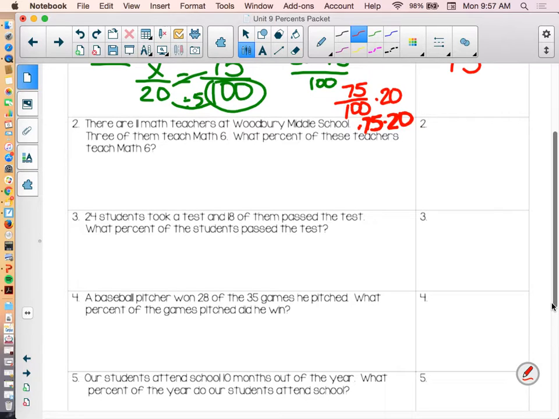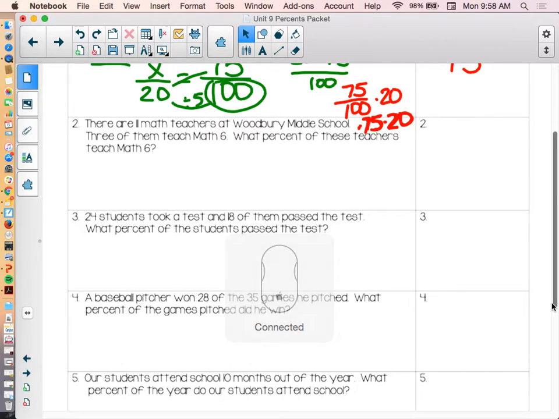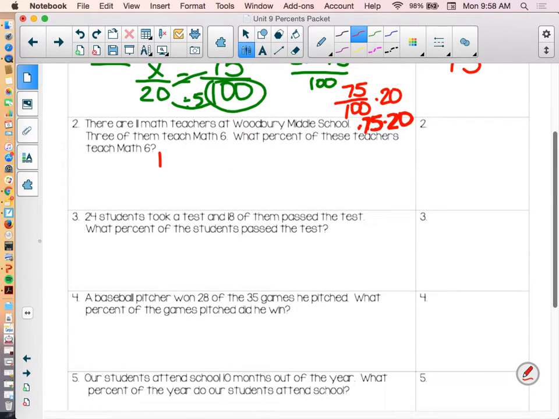There are 11 math teachers. That is an 11, even though it's kind of hard to read. There are 11 math teachers at Woodbury, and 3 teach Math 6. What percent of these teachers teach Math 6? There we go, sorry about that. So 11 is the total, and 3 is the part. Sometimes it's hard to find the numbers, because sometimes the numbers are in word form. And you have to find the x over 100. For this one, it makes most sense in my mind to do the percent proportion.